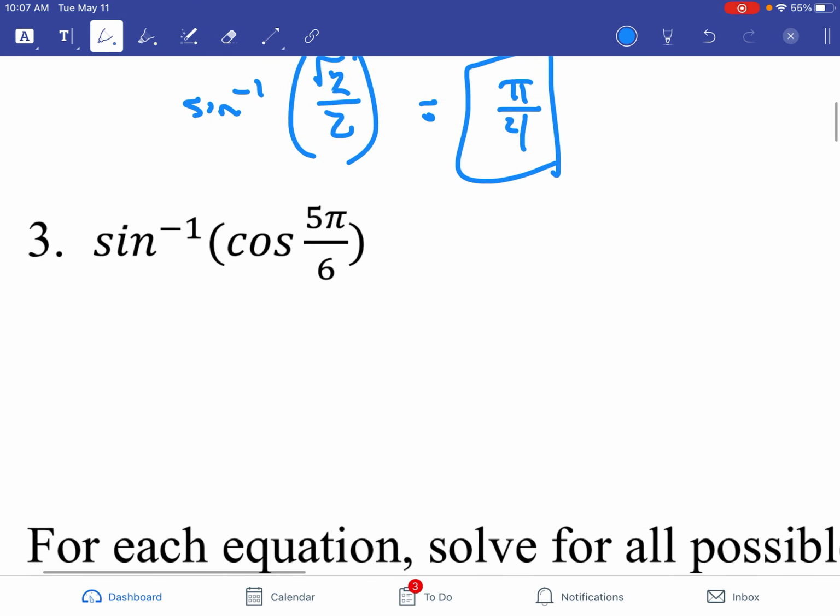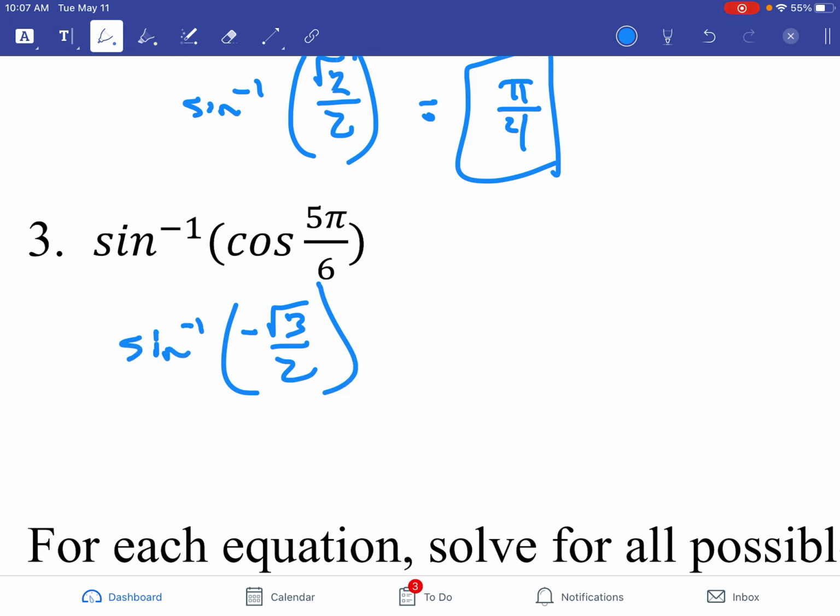Cosine of 5 pi over 6. We'll look at 5 pi over 6 and the cosine. The x term of 5 pi over 6 is negative root 3 over 2. So for the inverse sine, only the right side of the unit circle is what we're looking at. The y value that is negative root 3 over 2 is found at 5 pi over 3. However, remember, we can only use the right side. We can't go around the unit circle to get there. We have to go backwards on the unit circle, which means 5 pi over 3 is the same as negative pi over 3, which is your answer.